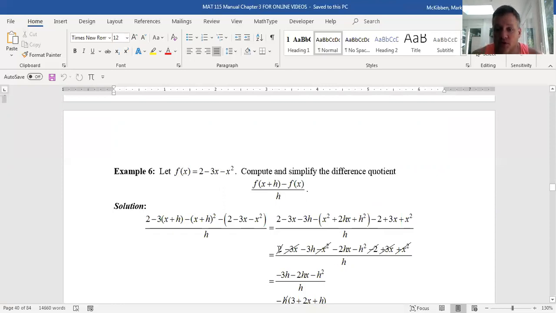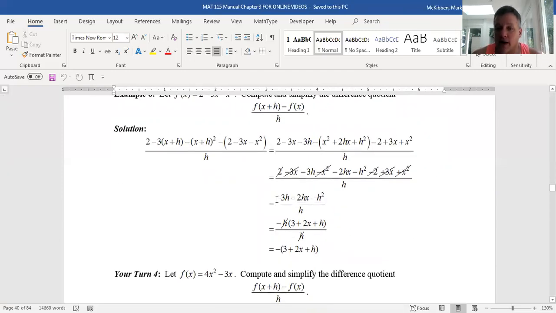All right, so we'll know there's a 2 and a negative 2, there's a 3x and a negative 3x, and an x squared and a negative x squared in the top. All those cancel. And the terms that remain are minus 3h, minus 2hx, and minus h squared. Those are the terms that remain in the top, all over h.